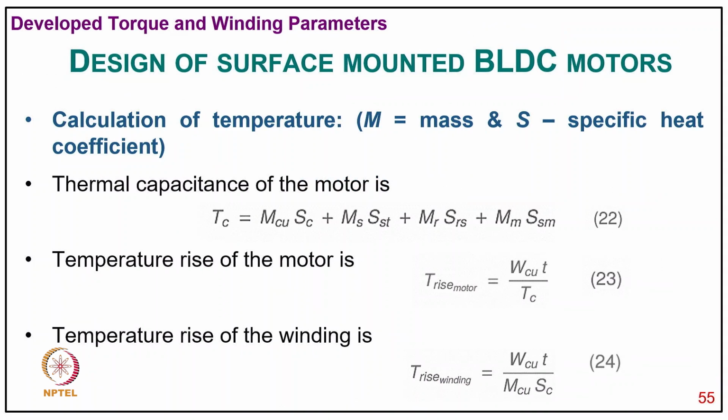And for calculation of temperature, if m is mass and s is specific heat coefficient, then the thermal capacitance of the motor is Tc equal to mcu into sc plus ms into sst plus mr into sr plus m into ssm. So the temperature rise of the motor is T rise of motor equal to wcu into T divided by Tc, and the temperature rise of the winding is T rise winding equal to wcu into T divided by mcu into sc.